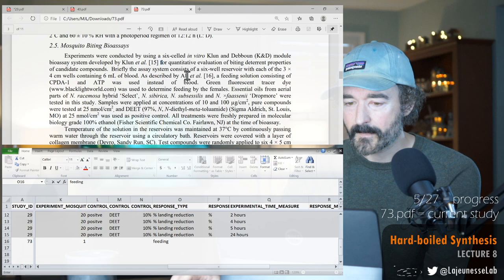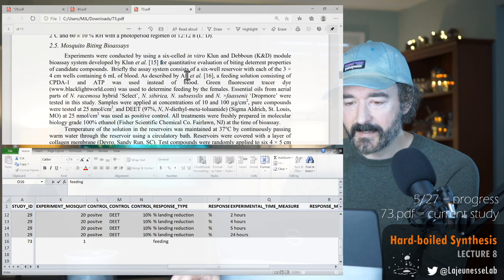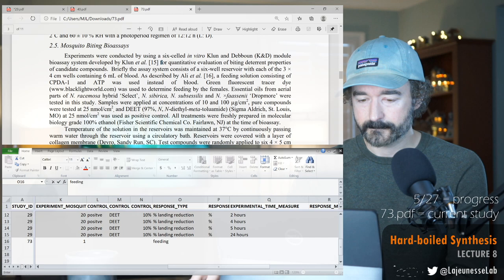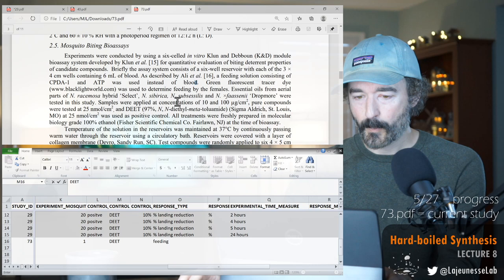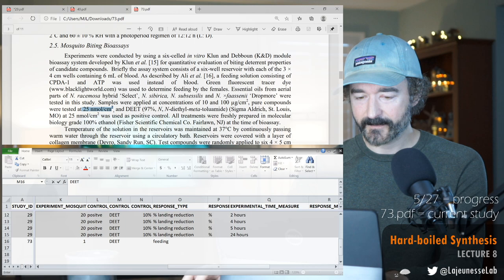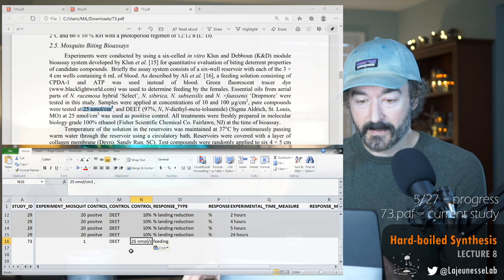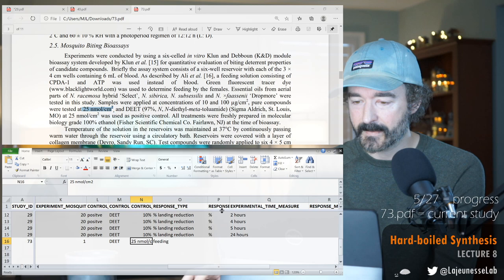Samples were applied at concentrations of 10 and 100. Hopefully there's just a figure that outlines that somewhere. DEET was used as a positive control. I love it. DEET at a totally different measure here. I'm just gonna copy and paste that. So they didn't report it in percentages, they reported it in moles, which means I'll have to convert that into a percentage at some point. Still don't know what the actual value of the response is, if it's an average or just a count.